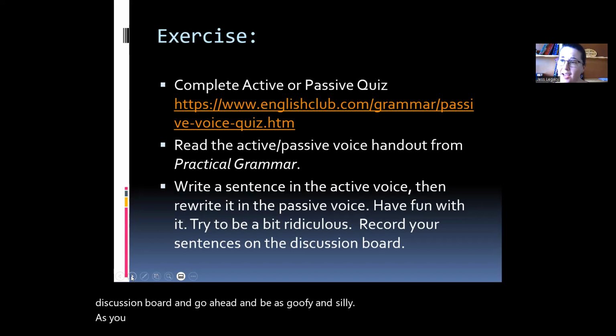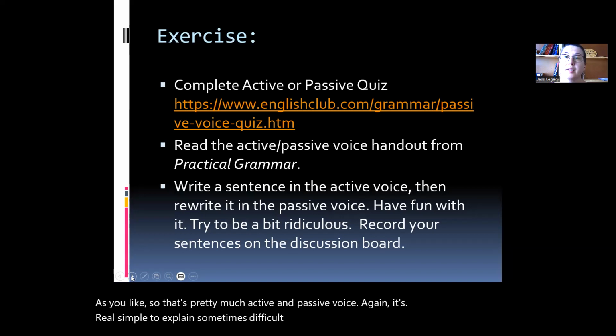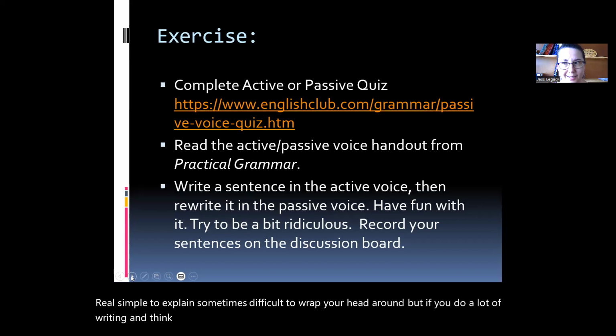So that's pretty much active and passive voice. Again, it's simple to explain, sometimes difficult to wrap your head around, but if you do a lot of writing and think mindfully about what is the subject and what is it doing, you will catch them.